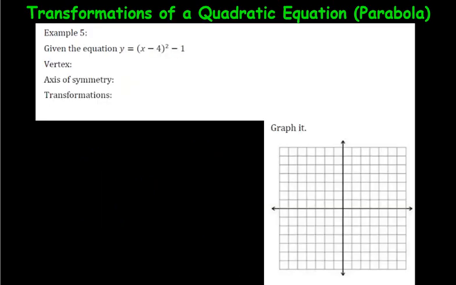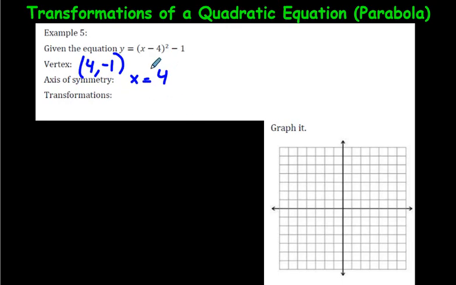Okay, I think we're on to the last question. Given the equation right here, what is the vertex? Well, we've been doing this for a while now, so you probably know. You can push pause if you like and fill in these questions. The vertex would be at the opposite of negative 4, which is positive 4, and negative 1. The axis of symmetry is just the 4. Make sure you write x equals 4.